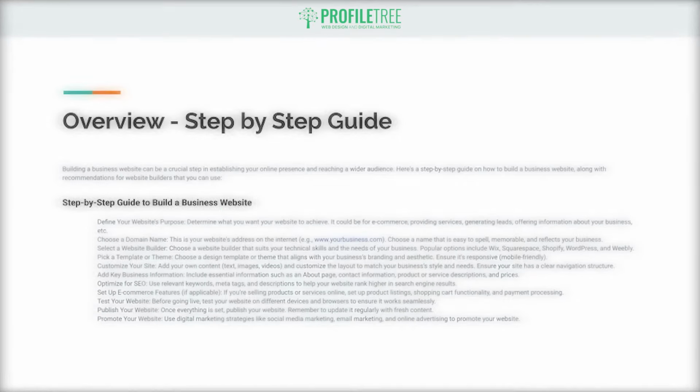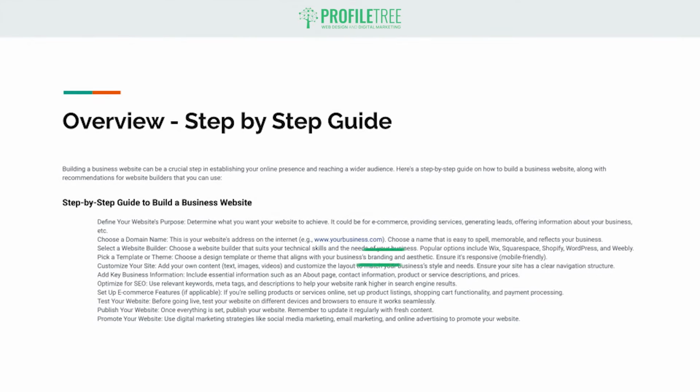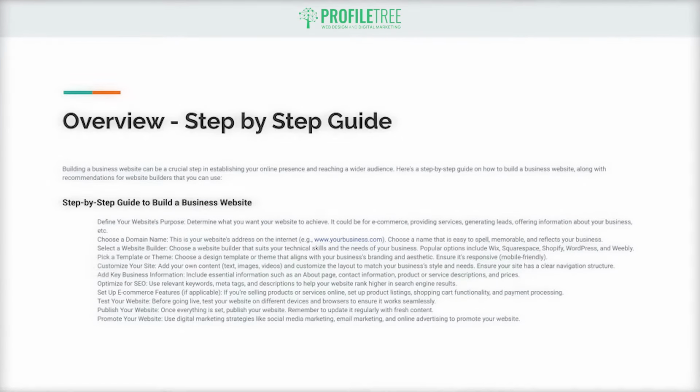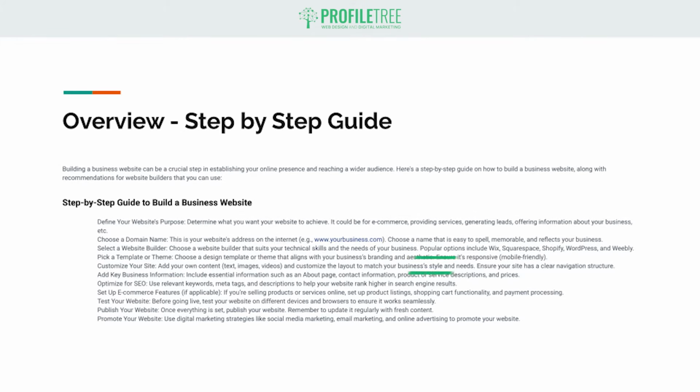Number 4 would be to pick a template or theme. So choose a design template or theme that aligns with your business's branding and aesthetic. Ensure it's responsive, and that means mobile friendliness. So that's friendly towards the responsive design of the desktop. That's a responsive design towards the tablet, as well as a responsive design towards mobile. Number 5 would be to customize your site. So add your own content, that's with text, images, videos, as well as the different products that you have in mind, and customize the layout to match your business's style and needs.